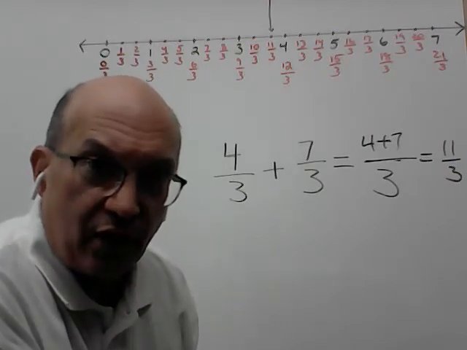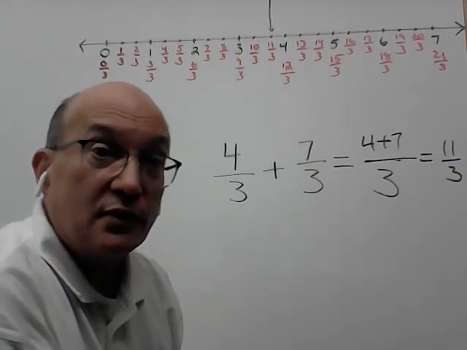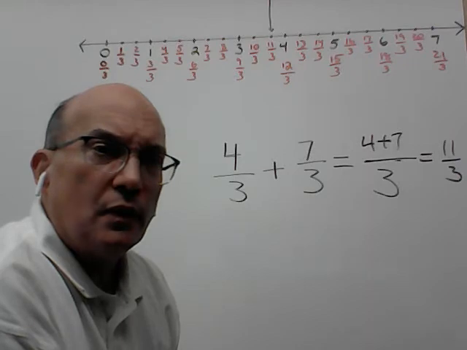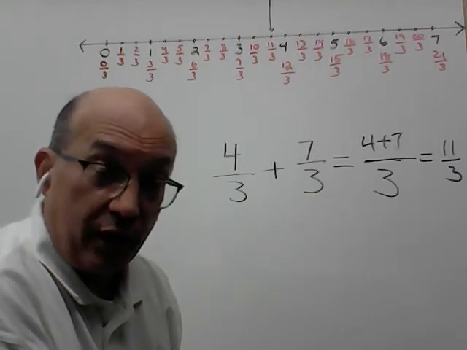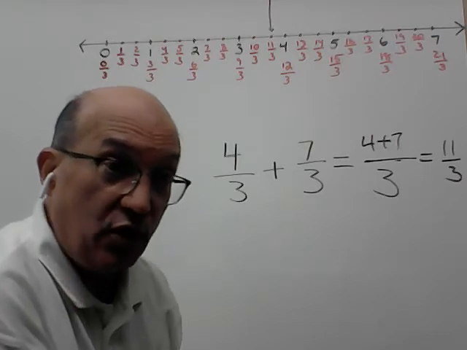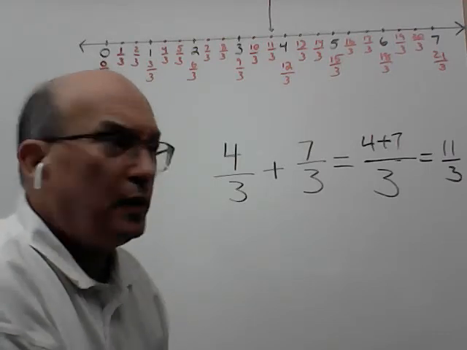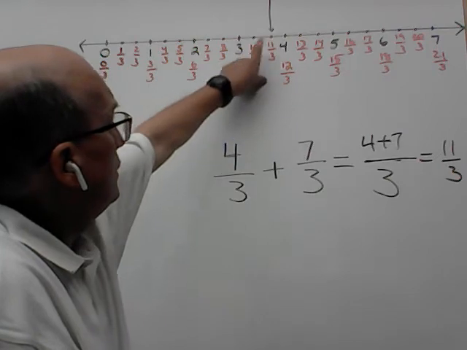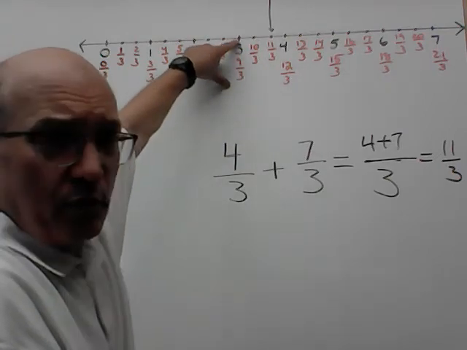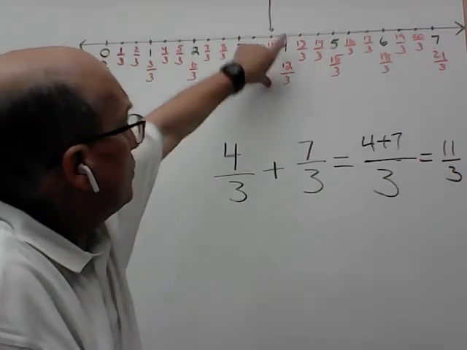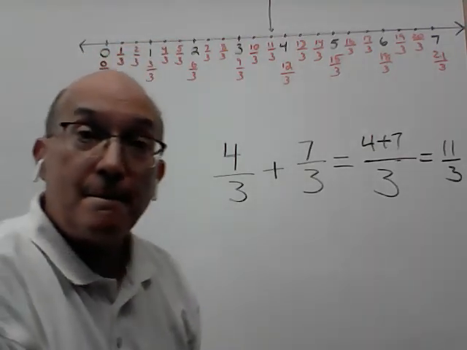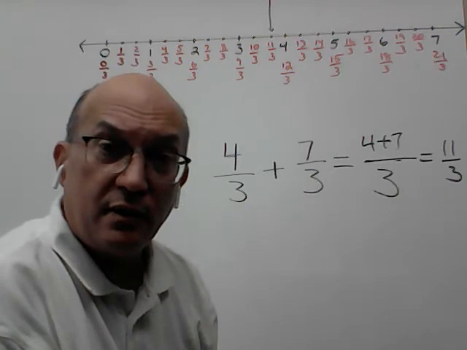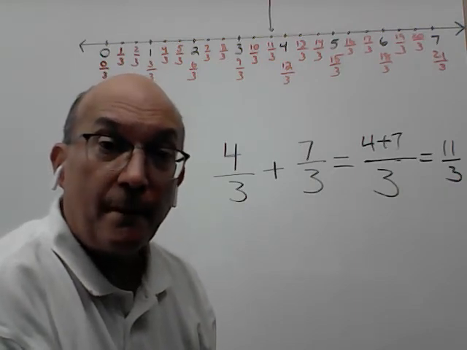I can't emphasize enough how important that is. But we can say that 11 thirds is the 11th third to the right of zero. That's certainly true. That's the definition of 11 thirds. But can we see it in a different way? Well, here's the whole number three, and here's the whole number four. 11 thirds is certainly between three and four. It's greater than three and less than four.